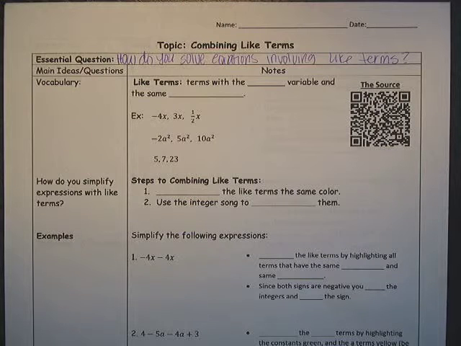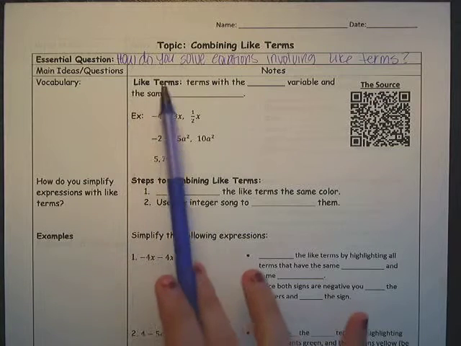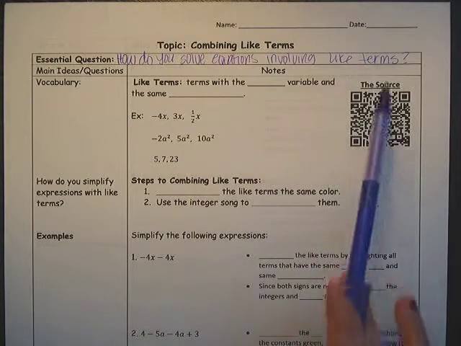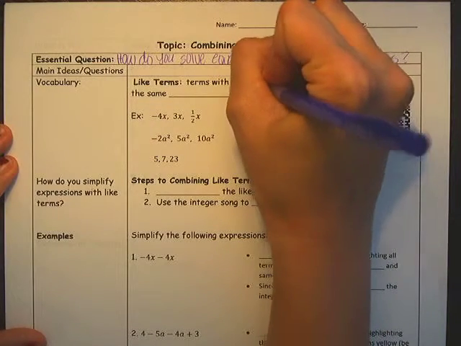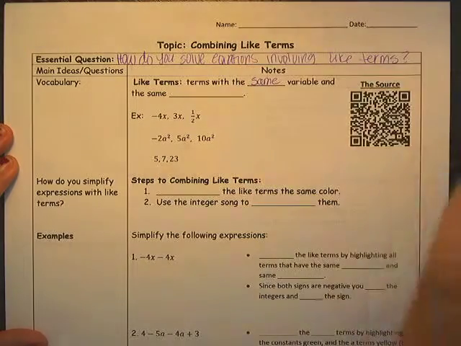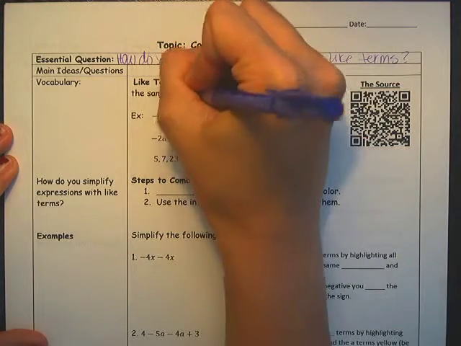So this is a video on combining like terms. The essential question is, how do you solve equations involving like terms? So first we need to know what like terms are. Like terms are terms with the same variable and the same exponent.